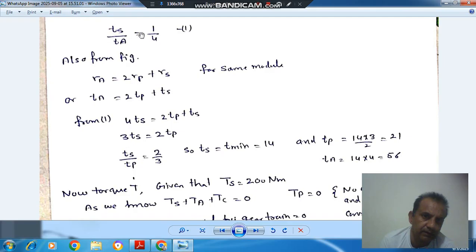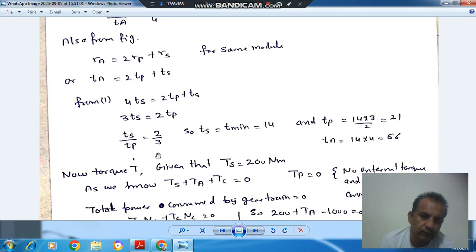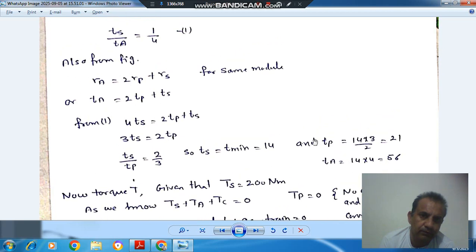So here we get TS by TA is equal to 1 by 4. So it means the number of teeth on the sun wheel S is minimum. So we'll take TS is equal to 14. So from this equation we get TP is equal to 21, and TA is equal to, from this, we get 56.